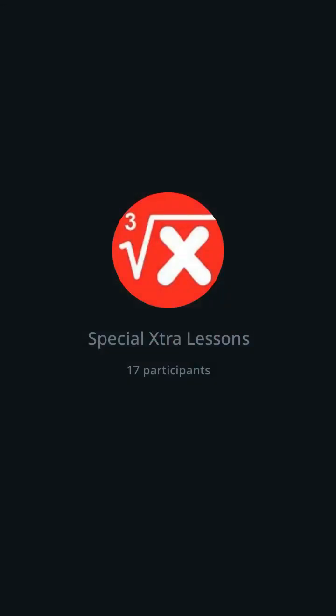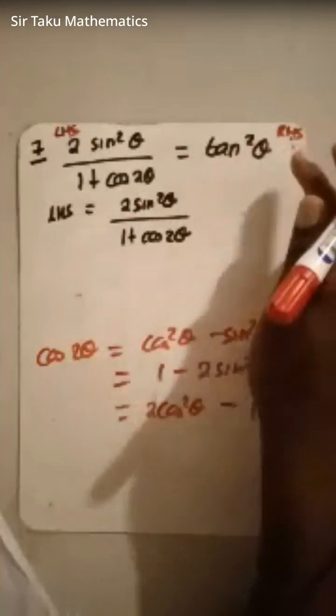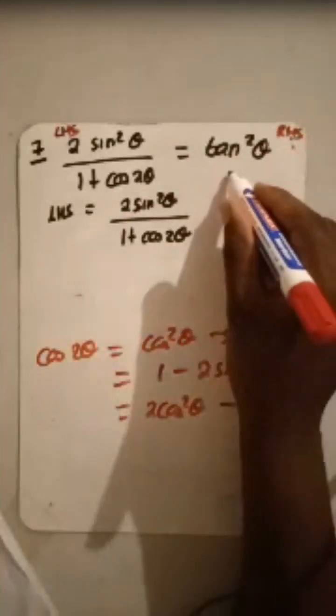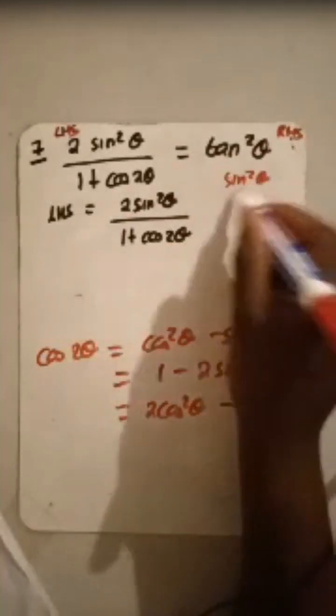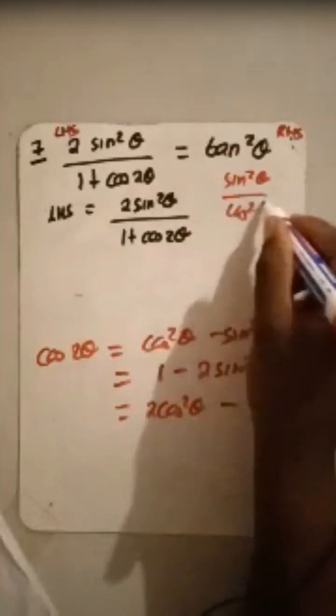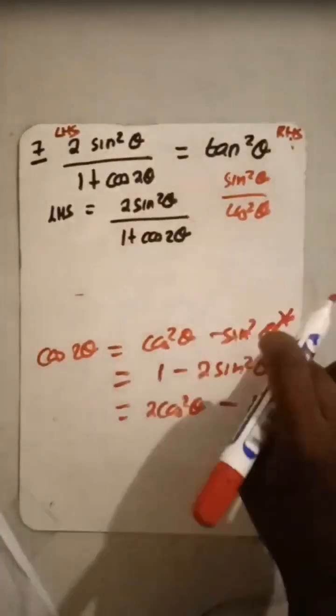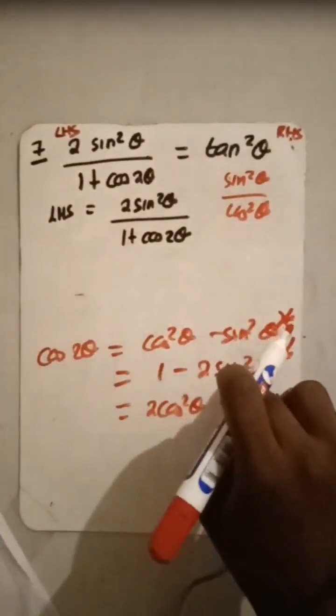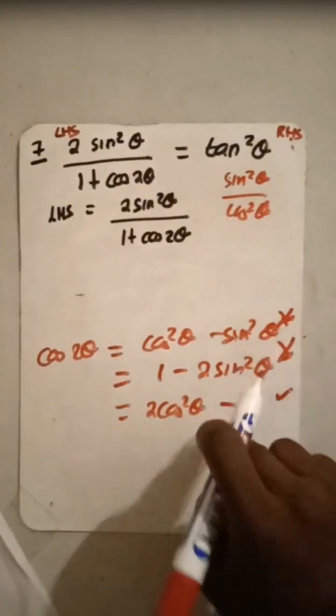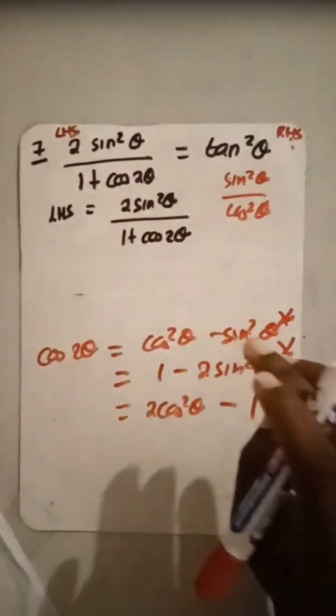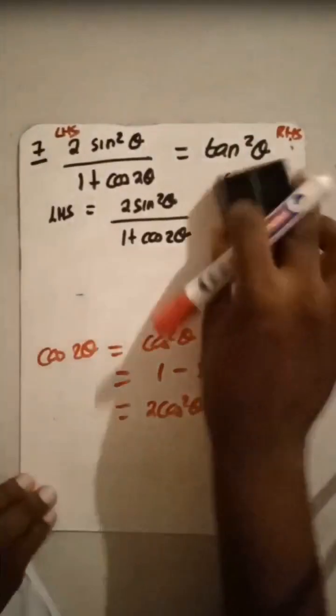Why? Because I know that tan squared theta is the same as sine squared theta over cos squared theta. Okay? So, obviously, I can't work well with sine. I don't want sine here. I want the one that is having cos only. Okay? So, what am I going to do? I am going to change, right, my left-hand side.